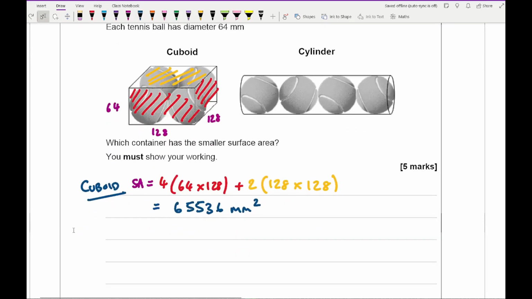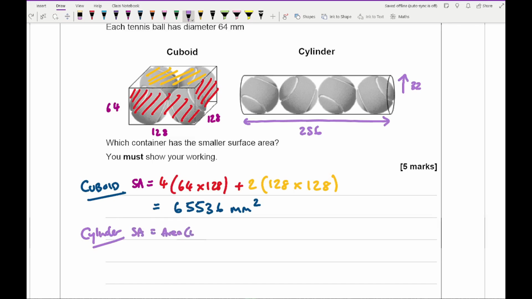Then for the cylinder, the radius is going to be 32 and the length is 4 lots of 64, which is 256. Now the surface area for a cylinder is the area of the circle times 2 plus the area of the rectangle, the side bit, which is going to be 2 pi r times h.